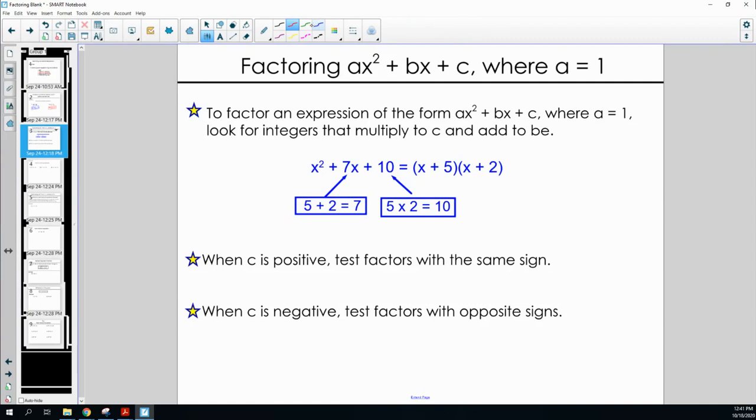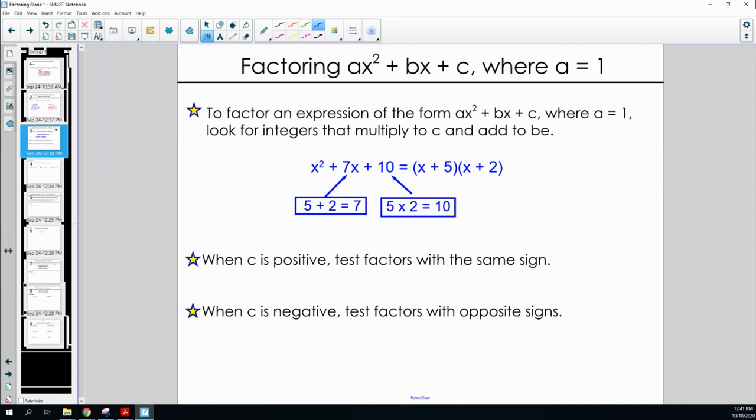Most of the time, we'll see quadratics that are written in standard form, ax squared plus bx plus c. And here's the situation where a is equal to 1. So a is the number that we have in front of the x squared term. So that could be any number. When it is equal to 1, this kind of makes our lives a little bit easier.